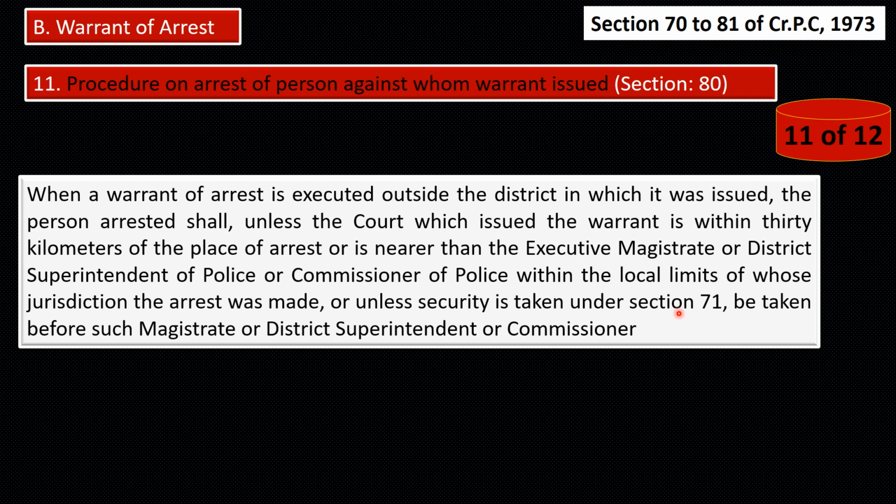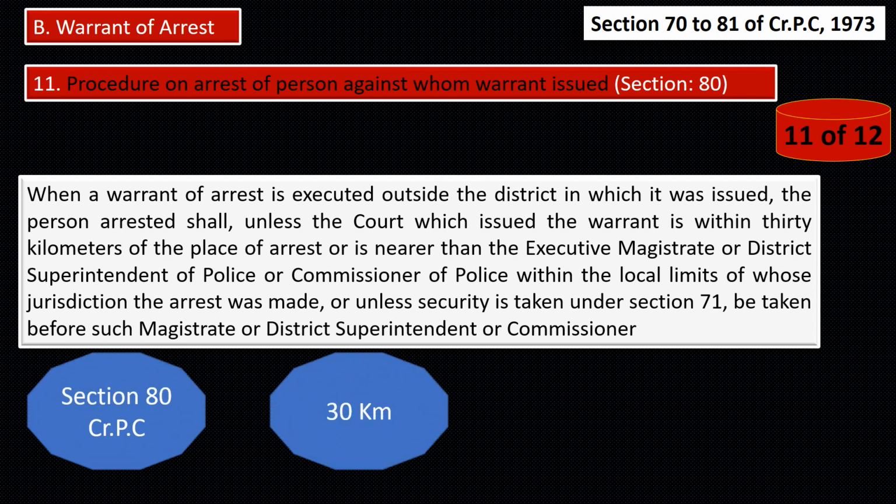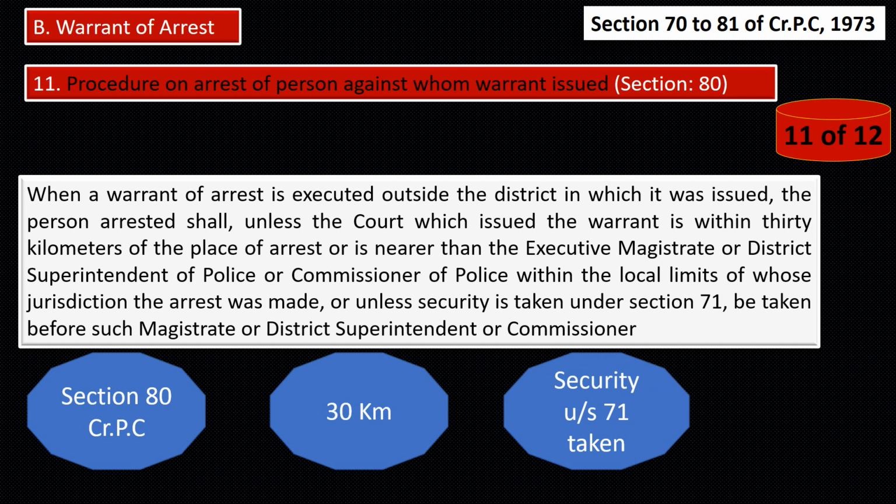Security is taken under section 71 means you don't need to arrest him. Such arrested person should be taken before a magistrate or a district superintendent or commissioner of police. The thing to understand under section 80 is that if a person is arrested in the jurisdiction of another court and it is within 30 kilometers, then that person should be brought before the court that has issued the warrant of his arrest.